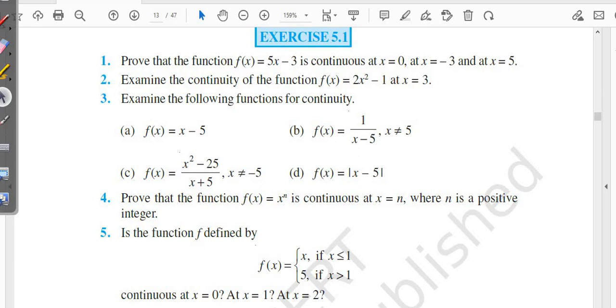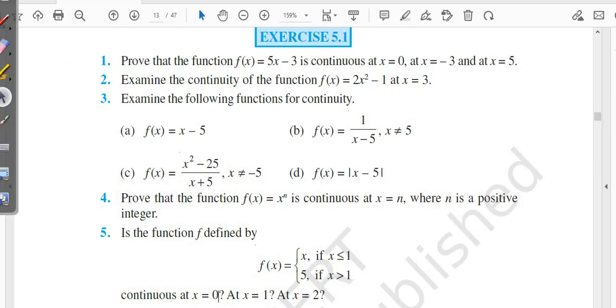Is the function f defined by f of x equal to x if x is less than or equal to 1, 5 if x is greater than 1. This is the given function and they're asking us to test whether this function is continuous at x equal to 0, at x equal to 1, and also at x equal to 2. So throughout the real line they didn't ask. Randomly three real numbers they have given and they're asking us to check whether the function is continuous or not at three different points. So first we'll start with whether this function is continuous at x equal to 0 or not. We'll find out.